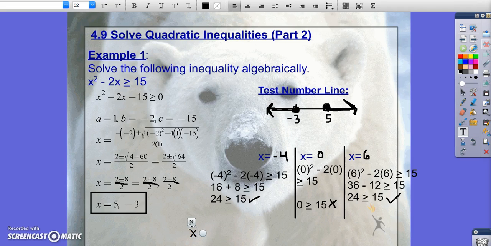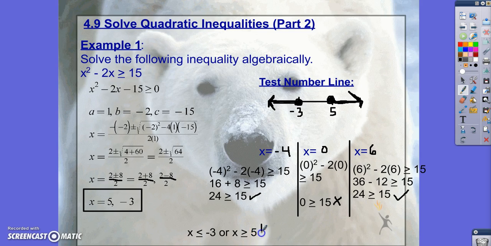We're going to say x is less than or equal to -3, or x is greater than or equal to 5. And that finally is our final answer. So x less than or equal to -3, or x greater than or equal to 5.